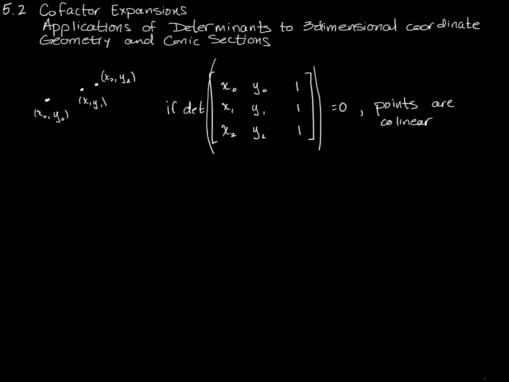And we did that in a previous video when we did an example. In this video, we're going to look at the idea of points being coplanar. That is to say, when points are on the same line, we call them collinear. If points are on the same plane, we call them coplanar.